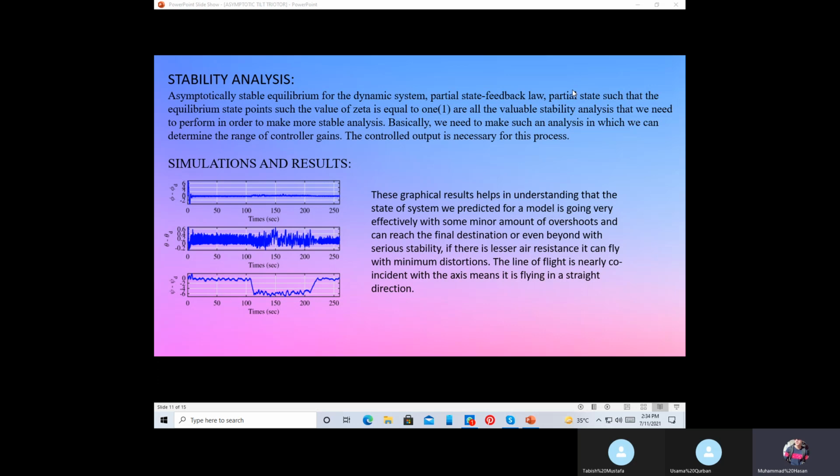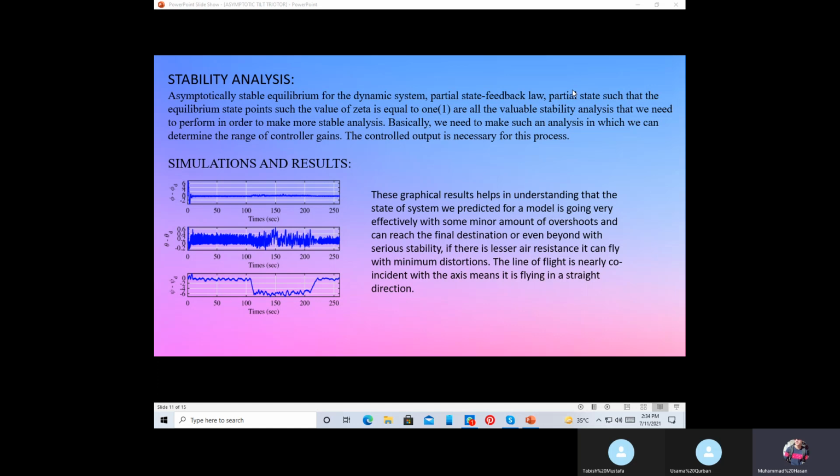Hence we can say that for an asymptotically stable equilibrium, we will have greater stability. We will have greater chances of our flight being controlled by our mathematical parameters, by our parametric state variables. We will choose some of the variables which will lead us to stability. There is the partial state feedback law, partial state. Basically, these two terms are related to the mathematics.